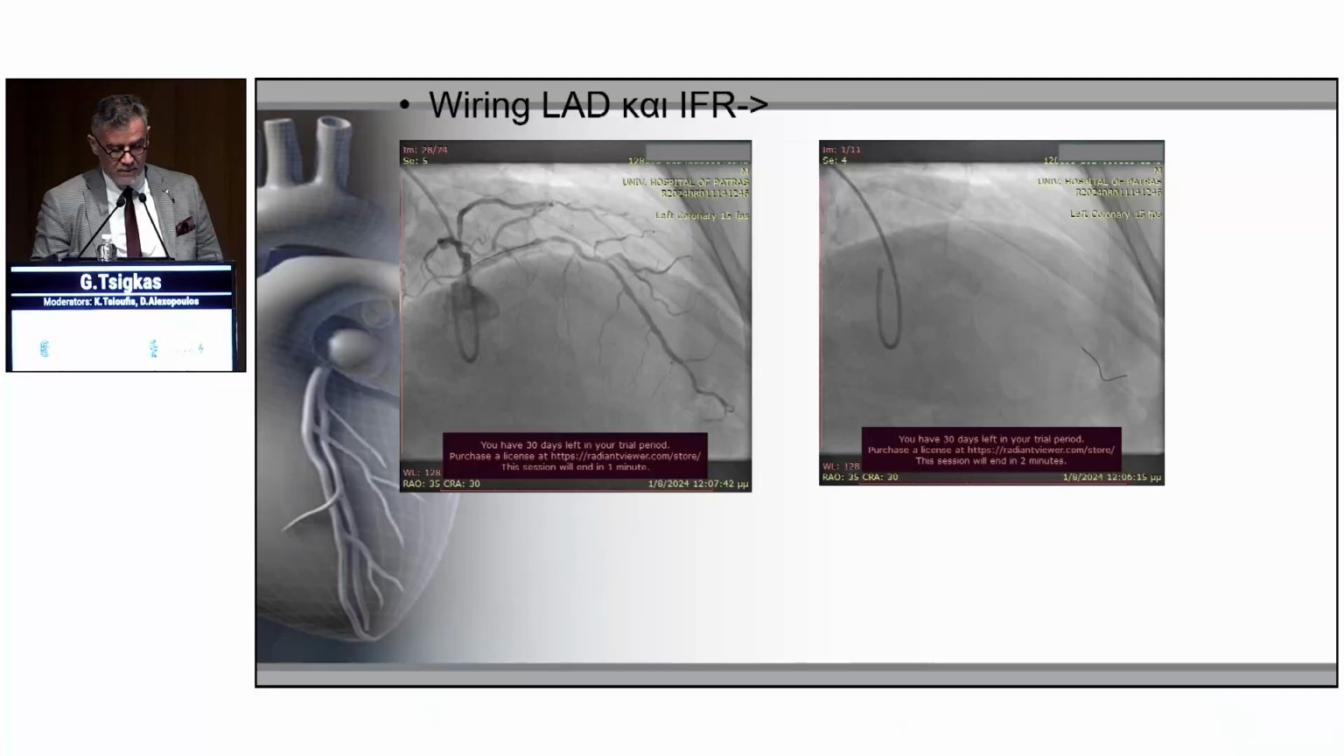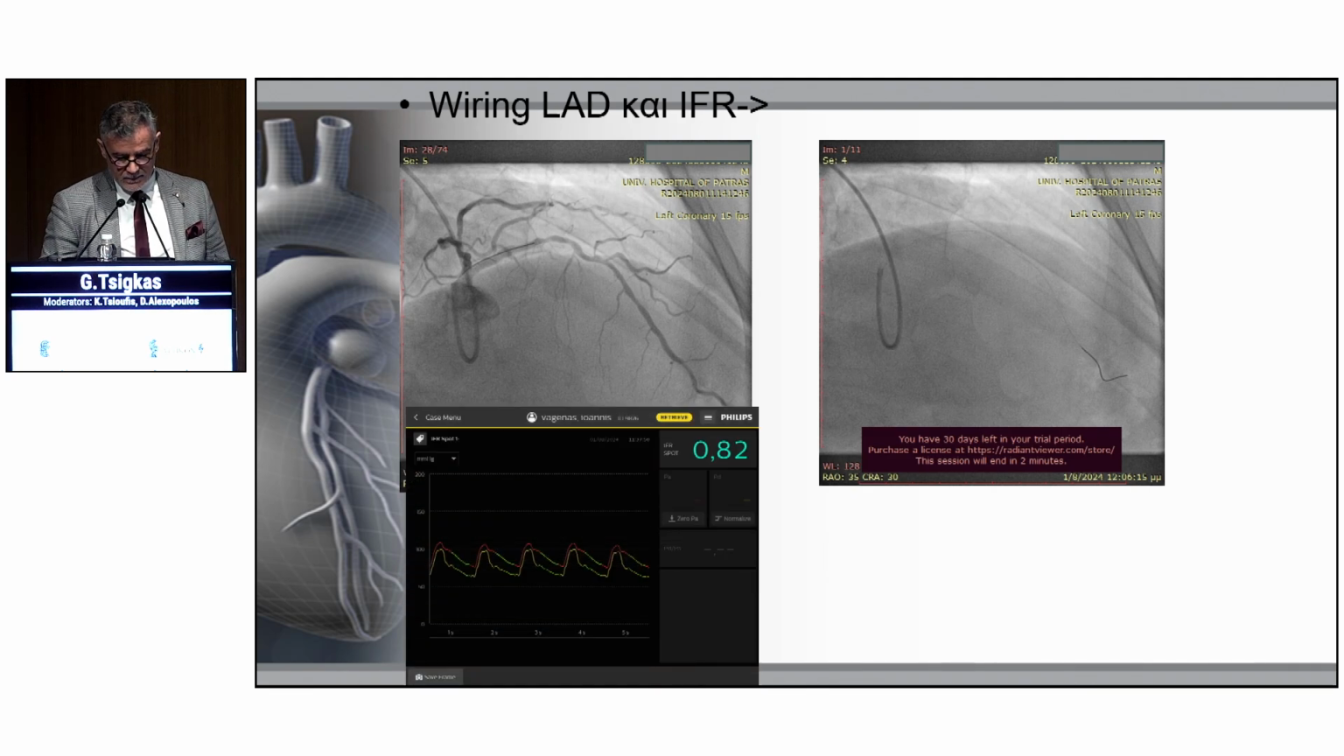What did you do with your case? Okay, let's continue with the case. So we used wire technology. We used the iFR just to start initially with that. And we took this value. This is really a pathologic value, 0.82.